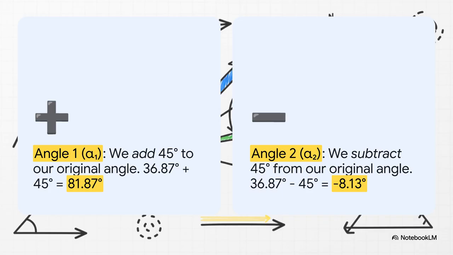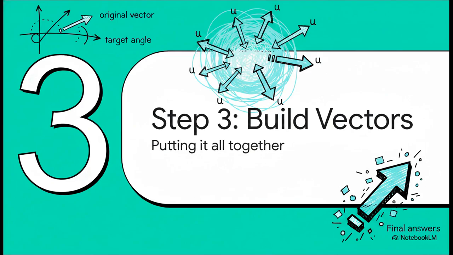So let's do it. First, we add 45 to our original angle, which gives us 81.87 degrees. Then we subtract 45, which gets us to negative 8.13 degrees. And by the way, don't let that negative sign scare you. A negative angle just means we measure it clockwise instead of counterclockwise. Simple as that. Perfect. We have our two target angles. We're on the home stretch now. Let's move on to our final step, actually building the unit vectors. This is where we put it all together and get our final answers.